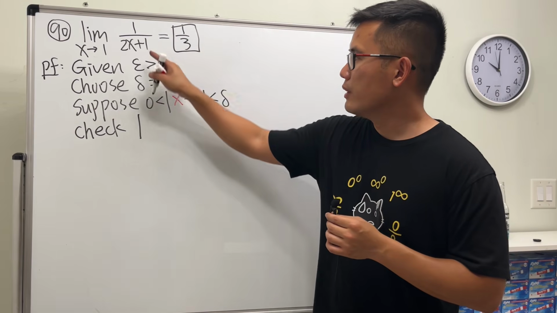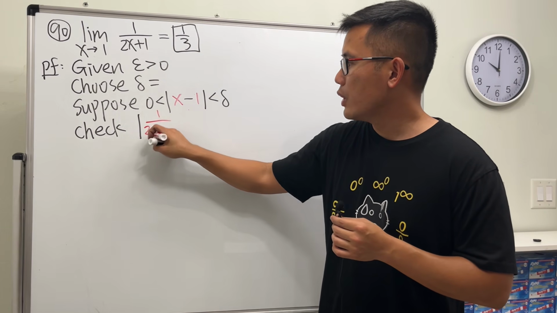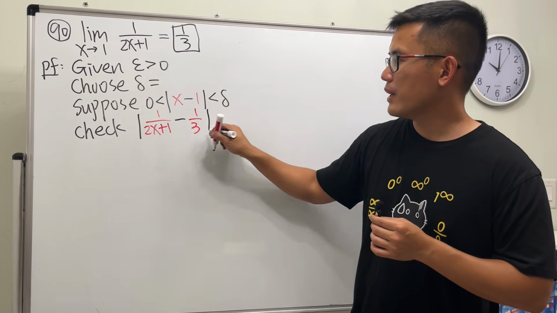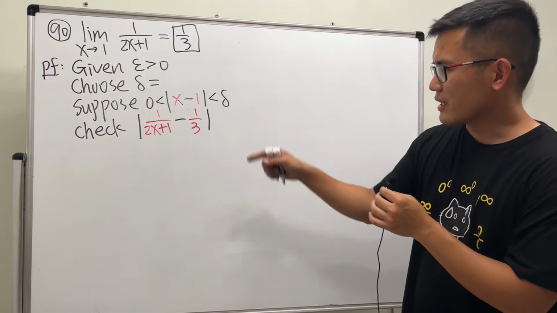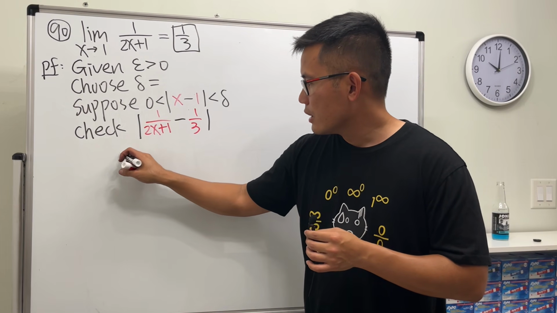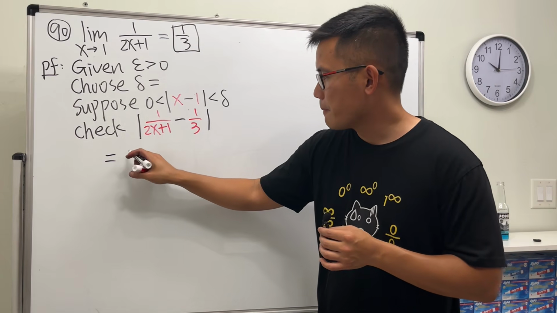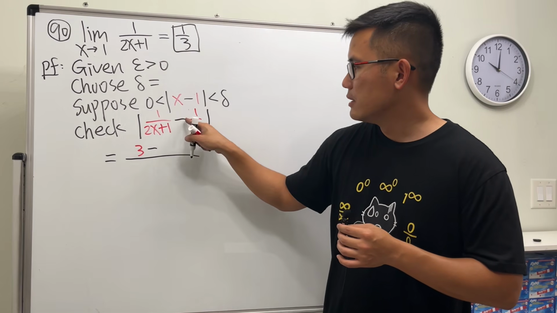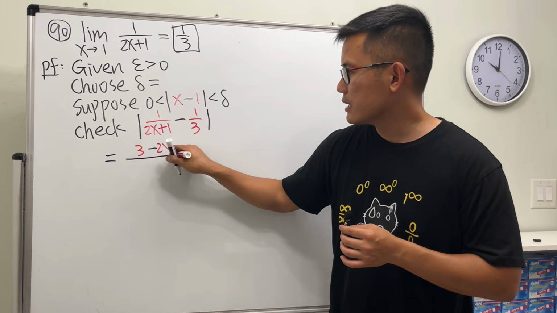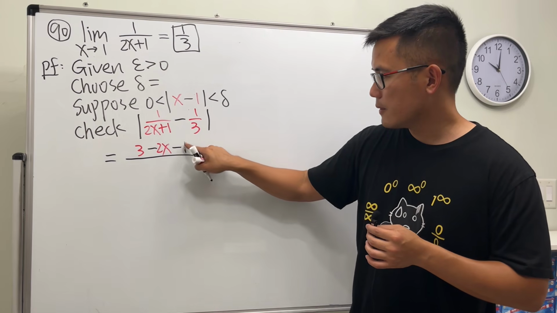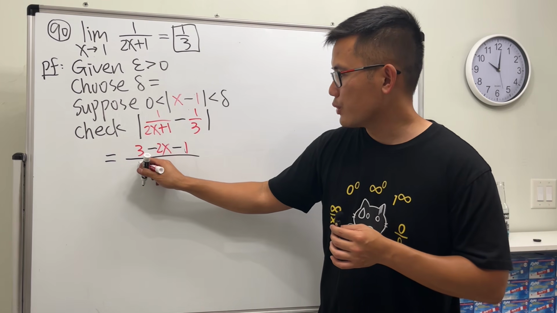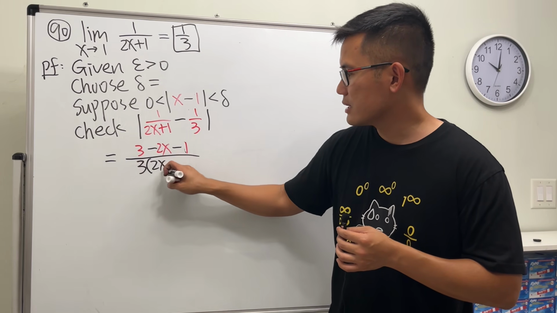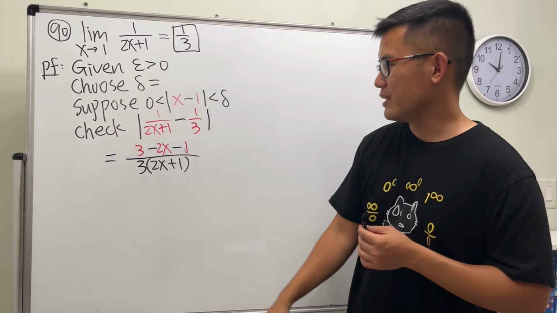Okay, absolute value, function minus the limit, so we have 1 over 2x minus 1, 2x plus 1 minus 1 over 3. Now let's just get the common denominator. So just put it down right here, maybe we need more space. So 3 right here, minus, and then I'll just distribute, so minus 2x and then minus 1. And then on the bottom, I'm just going to write it as 3 times 2x plus 1. Hopefully you guys are okay with it.